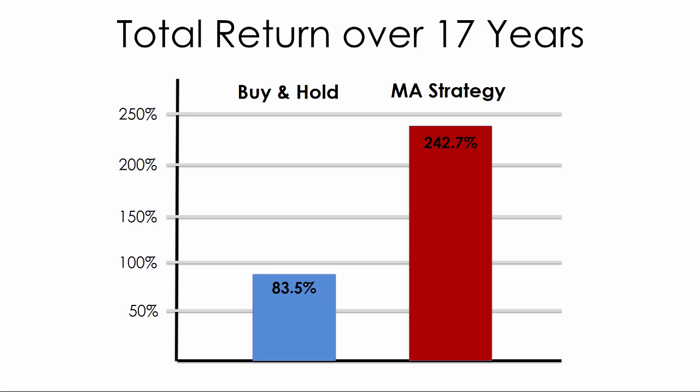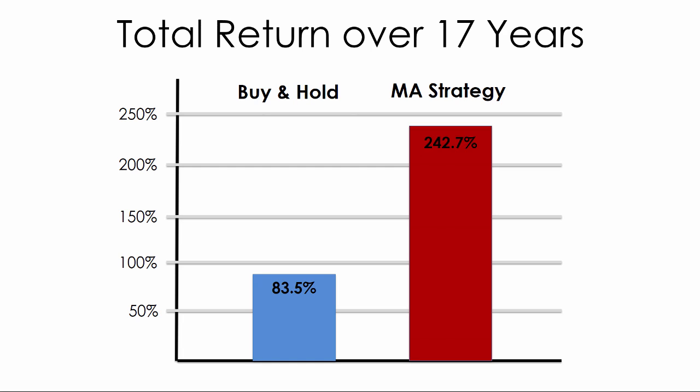And what this means is, for buy and hold people in the QQQ, for every 10K invested, your 10K is now worth $18,350. In comparison with the moving average strategy, every 10K is worth $34,270. And that's a 3x better return on a percentage basis.